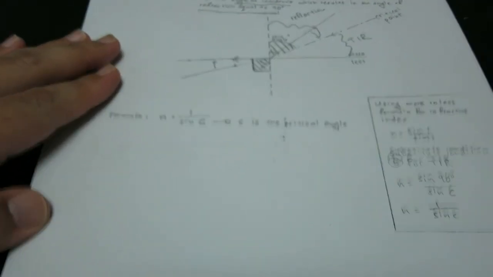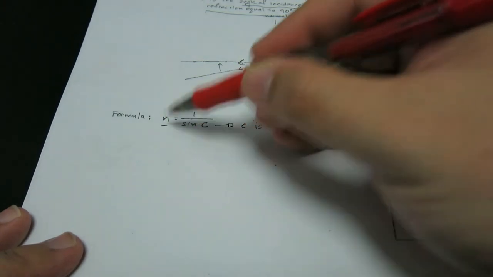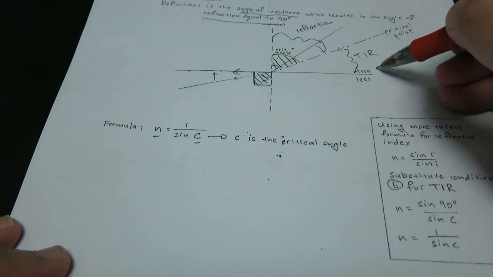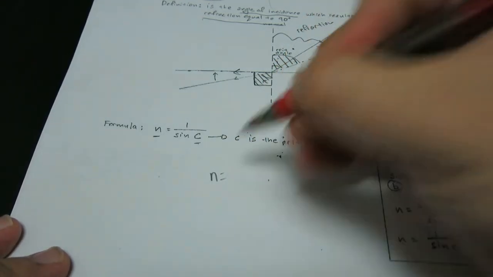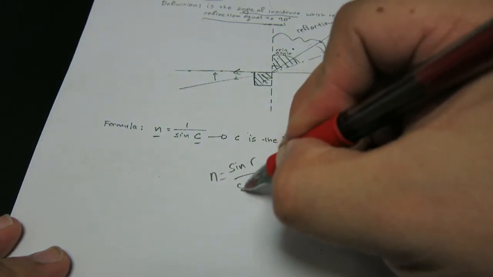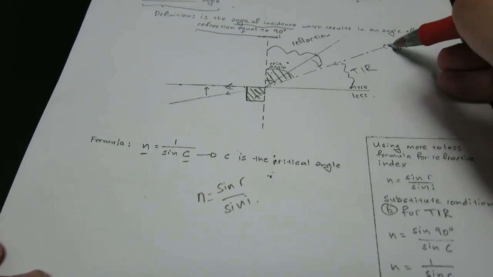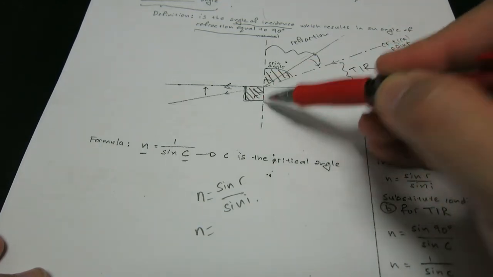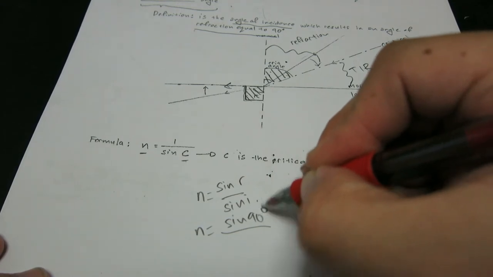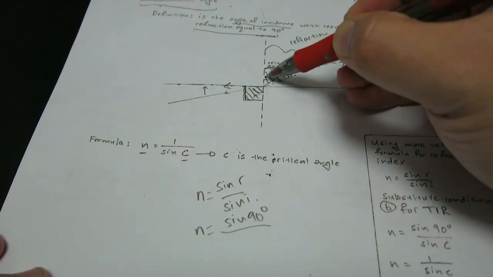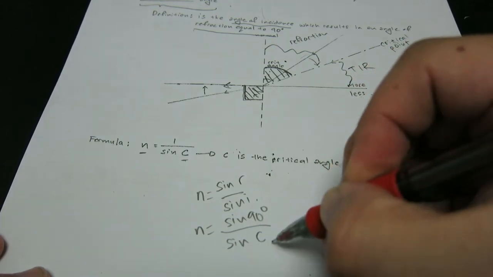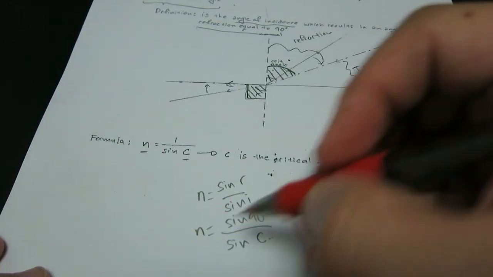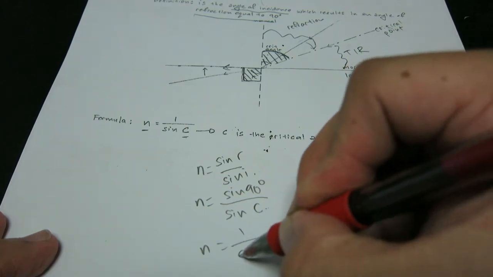Alright, so we can derive a relationship between the refractive index of a medium and the critical angle. Remember that TIR can only occur from more to less. So for more to less, if you recall, the formula is sine R over sine I. If I substitute the situation where I am at the critical point, my angle of refraction is 90 degrees, and my angle of incidence is the critical angle. Now you're going to see C again. Just now C was the speed of light in vacuum. Now this C in this formula is the critical angle. So sine 90 is 1, and you have the formula n equals 1 over sine C.